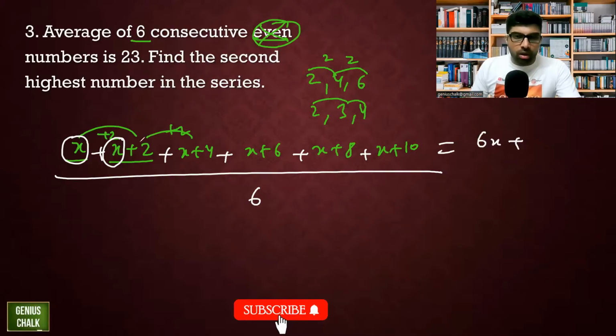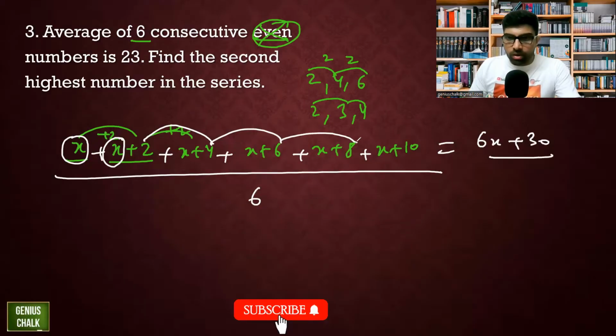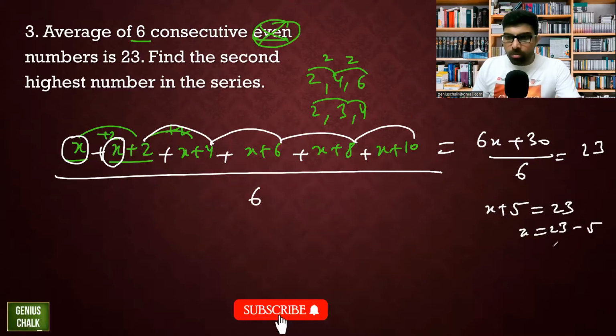Now total: 2 plus 4, 6 plus 6, 12 plus 8, 20 plus 10, 30. So it is 30 by 6. What is my average? 23. Now you can see 6 is coming common. So X plus 5 equal to 23, and X is coming out to be 23 minus 5. And 13 minus 5 is 8. And you remember X was coming 8. That means the smallest even number is 8.